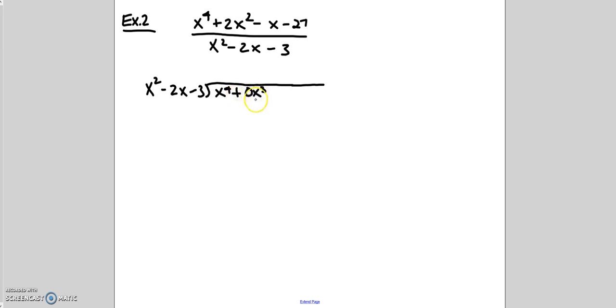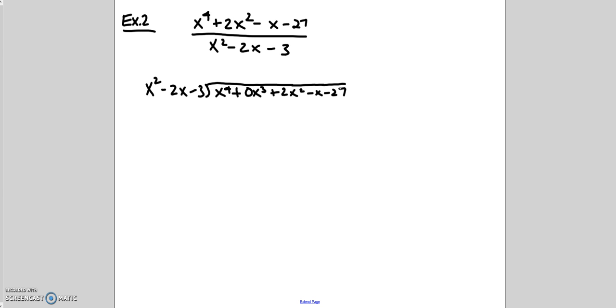Someone asked if it's plus or if it's minus here. Doesn't matter, it's 0. So I usually end up putting a plus so that I don't have to deal with any extra subtraction signs. Now we can write our 2x squared minus x minus 27. So all of our exponents, 4, 3, 2, 1, are represented.